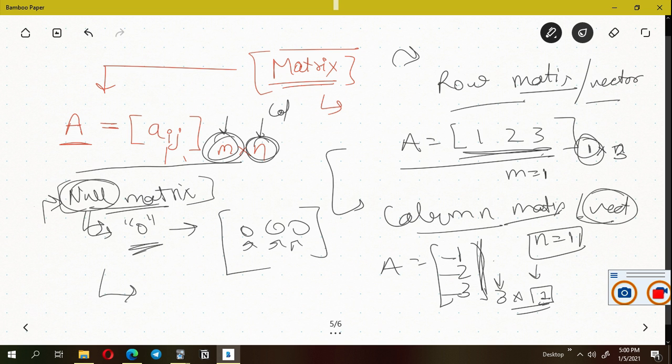There is also a particular thing I want to talk about, called the rectangular matrix. As the name suggests, when its sides are not equal, that is when m is not equal to n, or rows are not equal to columns, that type of matrix is called a rectangular matrix. So row matrix and column matrix are also examples of a rectangular matrix.